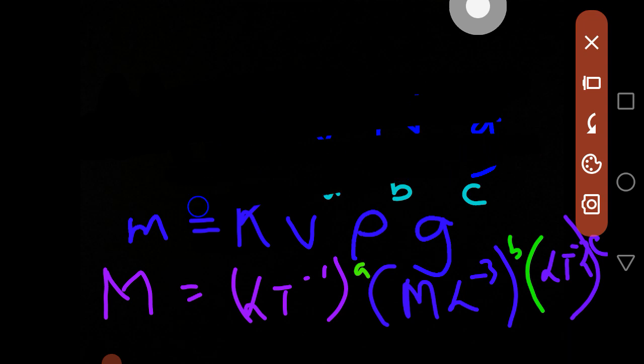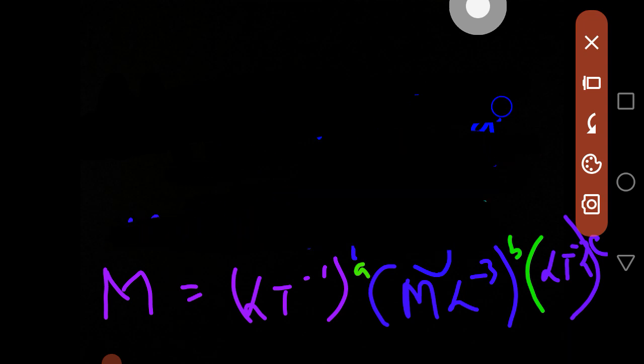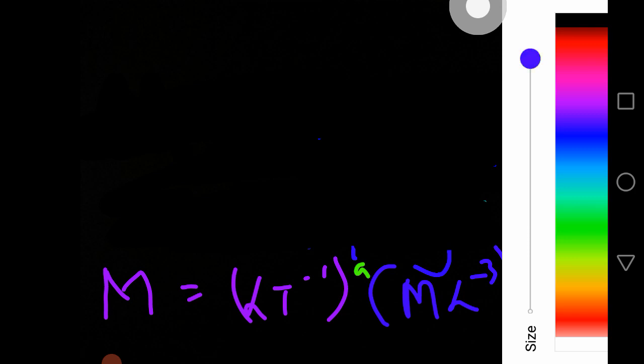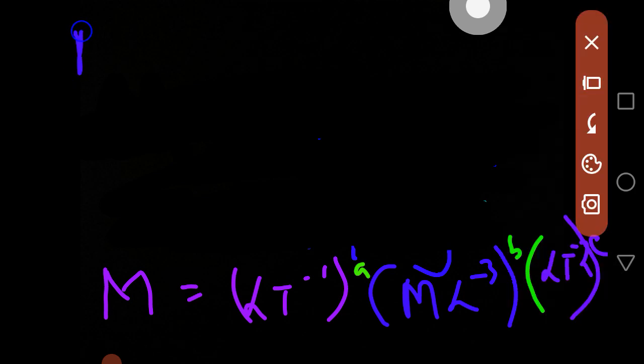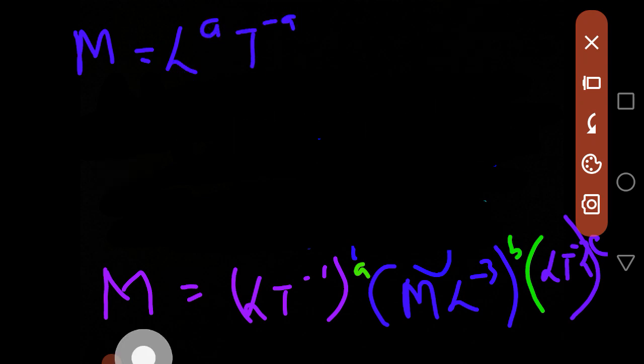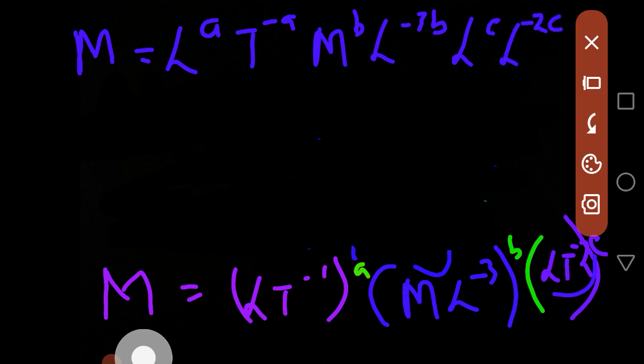Now let me try and expand what I have on the right side of the equation. I'm going to say my mass M is equal to, distributing the a with both the L and the T^-1, is going to be L^a T^-a. And then distributing my b to M and L to the power of -3 is going to be M^b and then L^-3b. And then distributing my power of c to the L and T to the power -2 is going to give me L^c and T^-2c, like that.